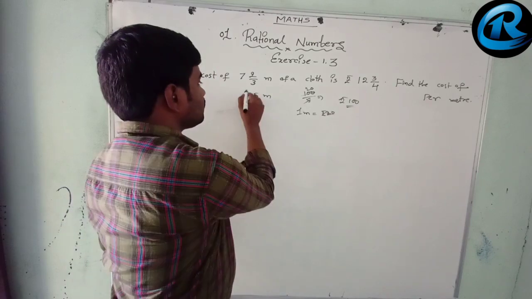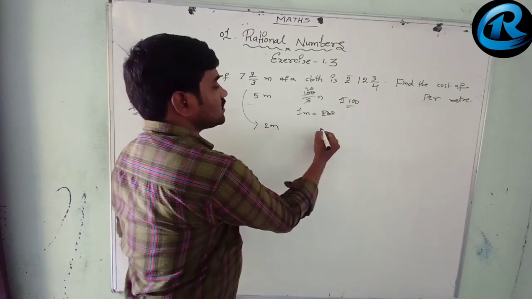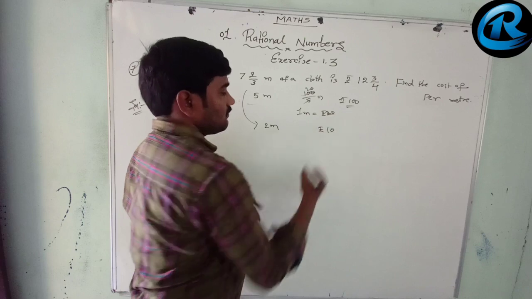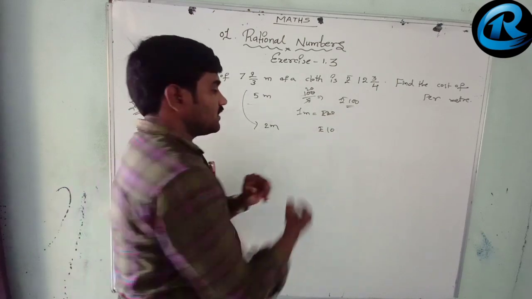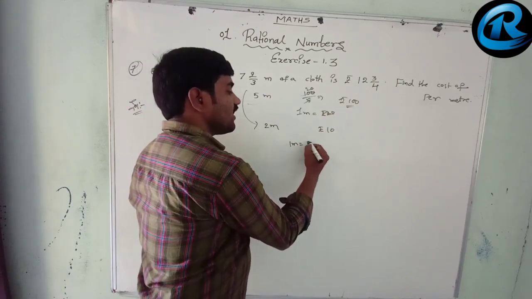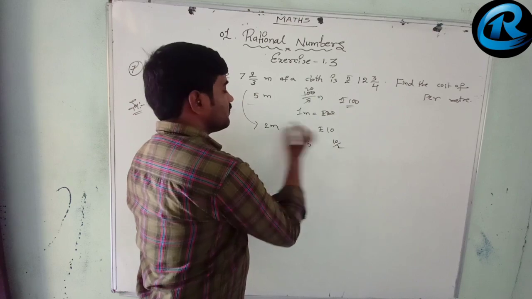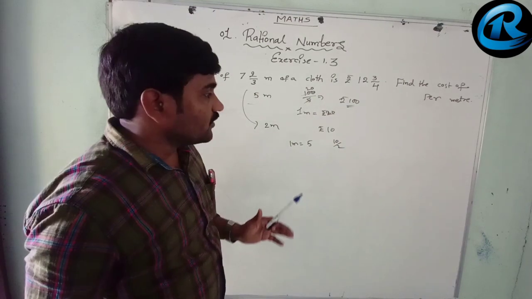Suppose 2 meters cost is rupees 10. Then 1 meter cost is 5. How will you get 5? This 10 by 2. So that's what we do.